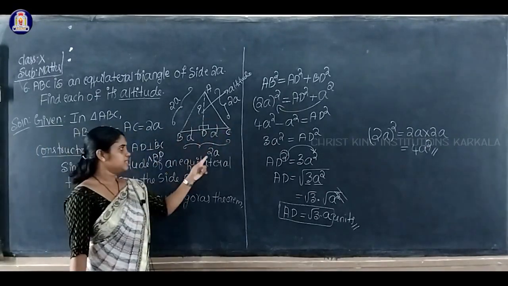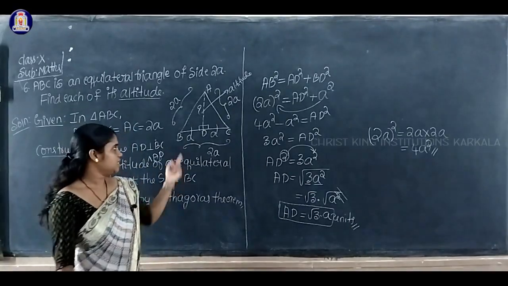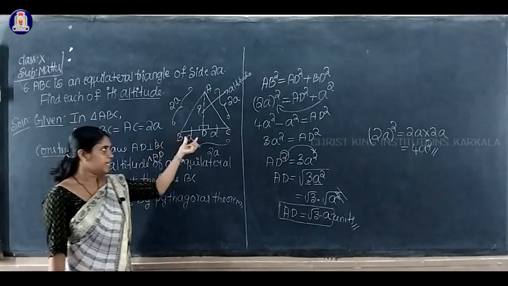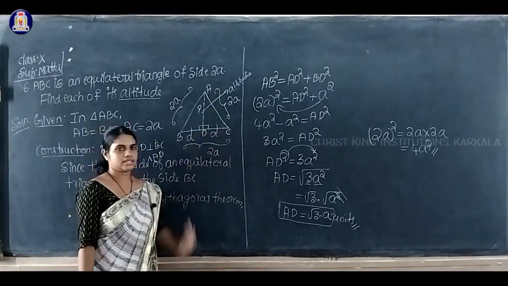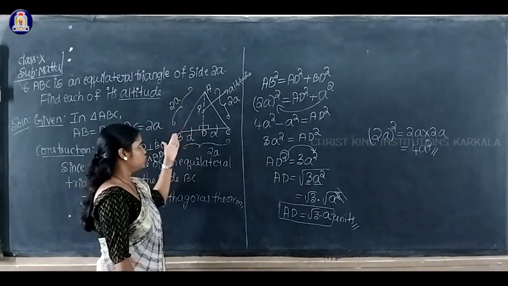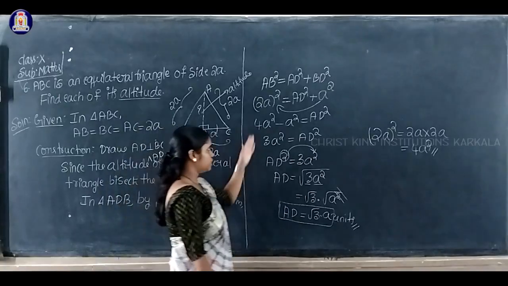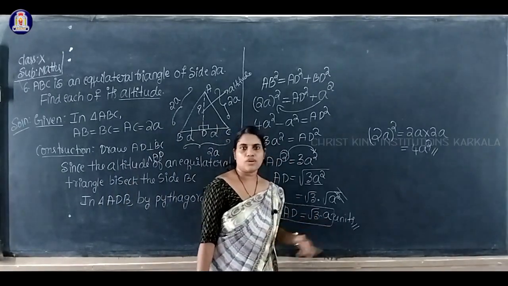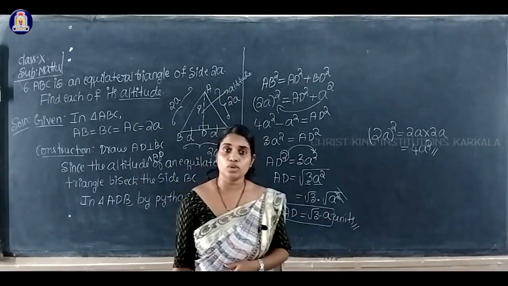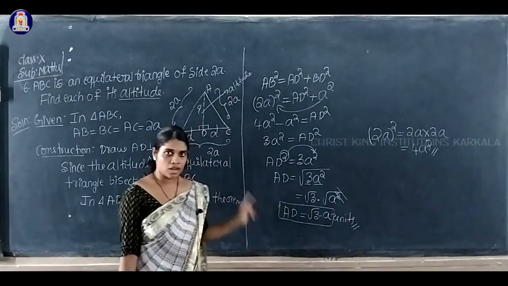BC length is how much? 2a. So what is half of 2a? Half of 2a is a, isn't it? So therefore BD length is a, DC length is a. Then apply Pythagoras theorem to the first right angle triangle, that is ADB. After applying the Pythagoras theorem, I'll get the length of AD as square root of 3 into a units. Here AD is nothing but altitude.